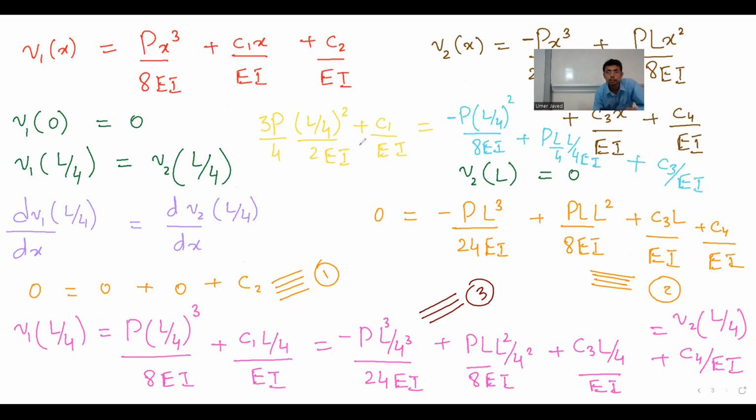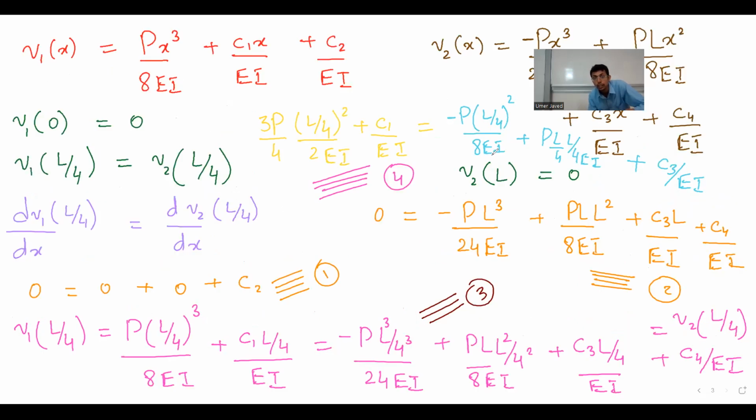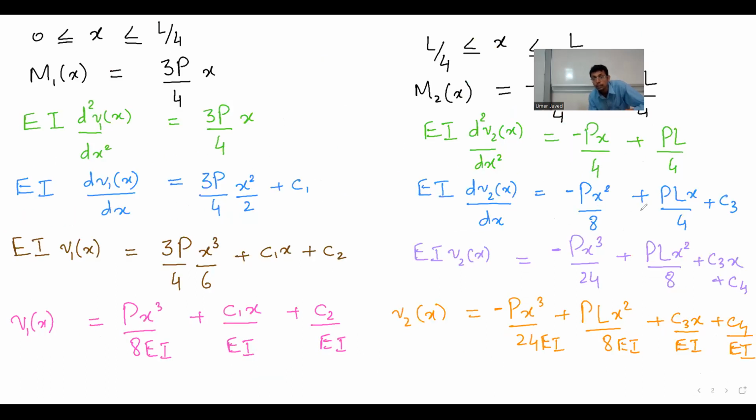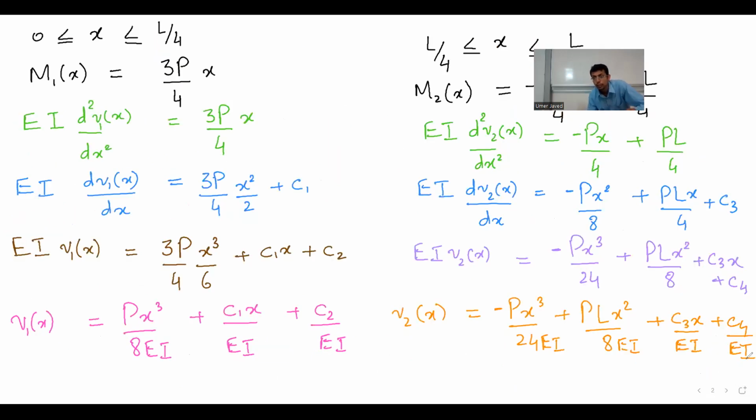Okay, now this is my equation number 4. But I think there's a problem at the blue equation, in the second part. Why? Let's go back. Minus P L by 4 square over 8 EI, yes, plus P L by 4, L by 4 EI, EI in the denominator. Okay, no problem. Plus C3 over EI, correct.